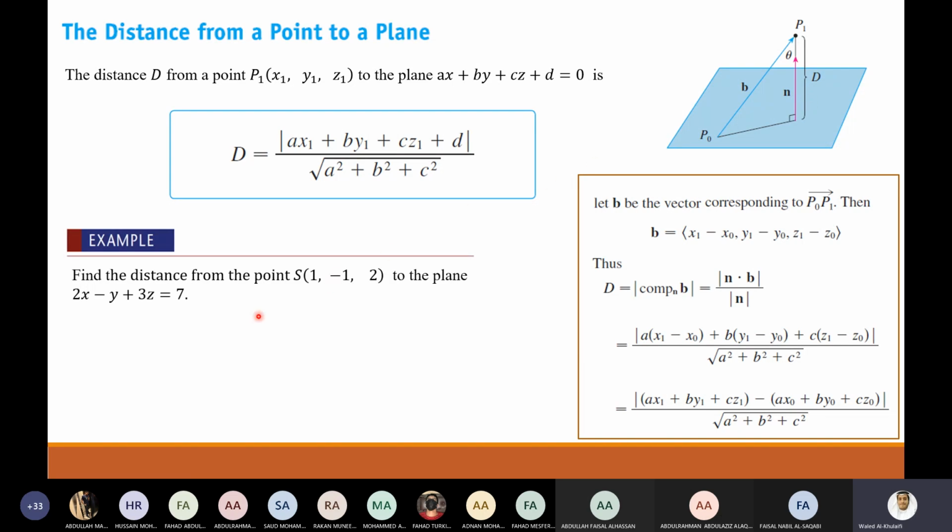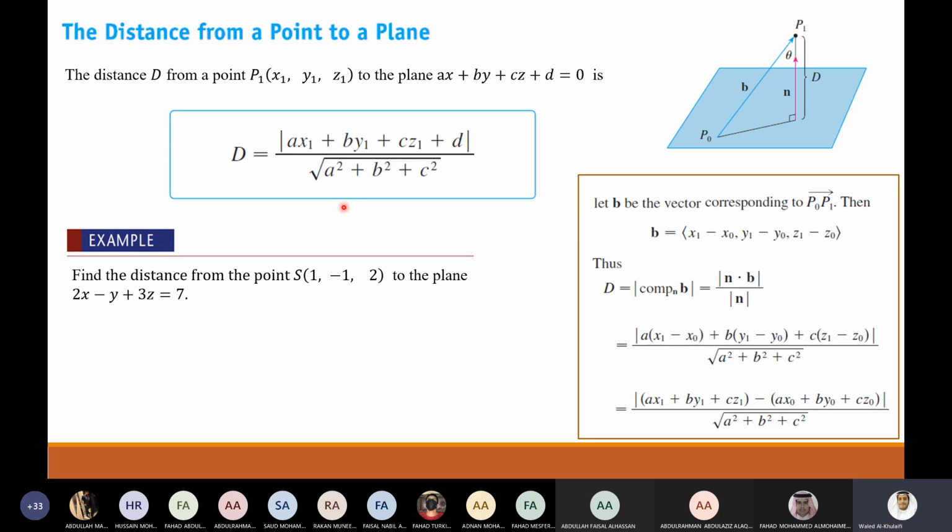So here is an example. He gave you a point, and he asked to find the distance from the point to the plane. So what you will do is just substitute in the formula. I will skip this one, but who is A, who is B, who is C? These are what we substitute here: 1, negative 1, and 3.